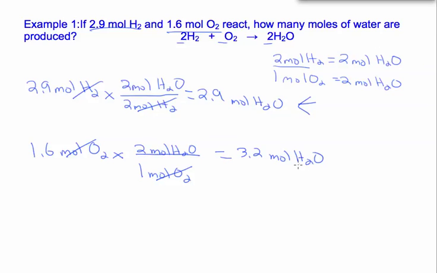Are we ever going to make 3.2? No, because we run out of hydrogen at 2.9. A lot of people will assume when they look at a problem that the limiting reactant is the one with the least number of moles. But look, we had less moles of oxygen, but it was our excess. It was the one we had more than enough of. You have to use your mole ratio in order to find out how much they can make, in order to see those relationships.